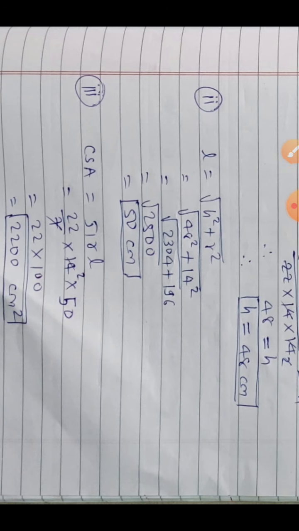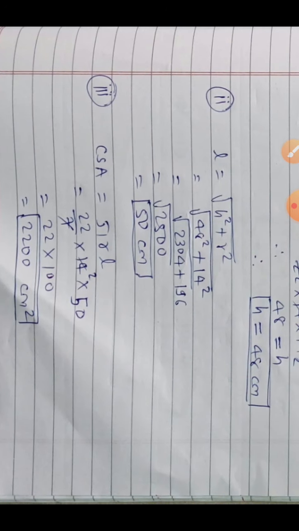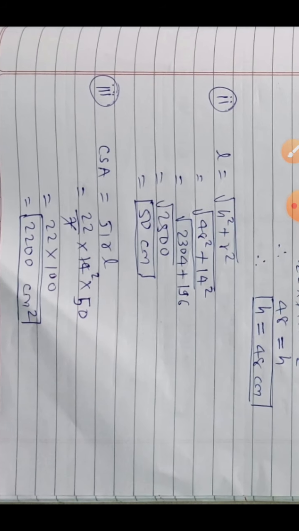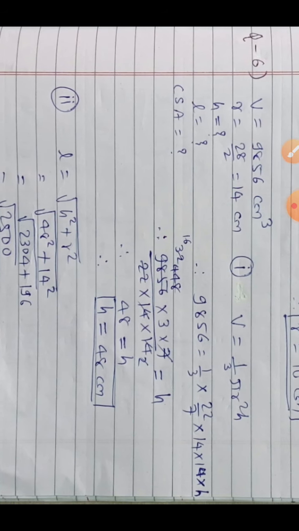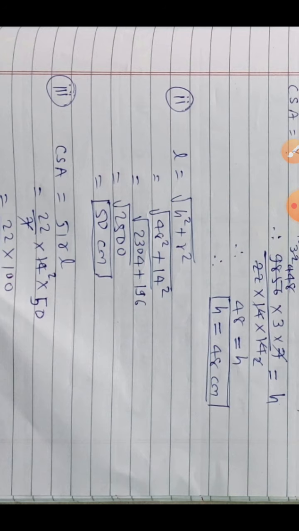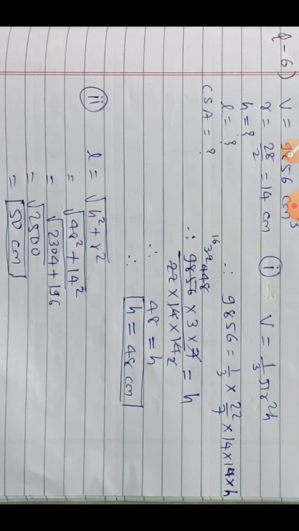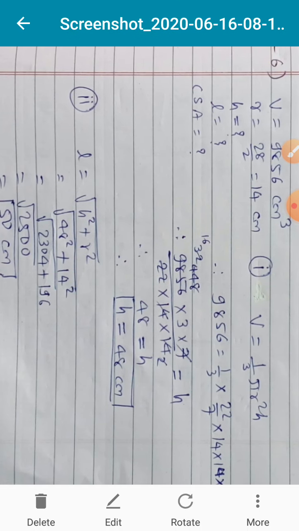So the second answer is 50. Now the CSA, as we know, the formula of CSA, which we used in earlier sessions, CSA equals pi r L. R's and L's values are placed. 7 2s are 14. So 50 times 2 becomes 100 into 22, 2200 centimeter square. The sum is quite long, with many sub questions asked, but very simple, systematically given in a particular sequence only.